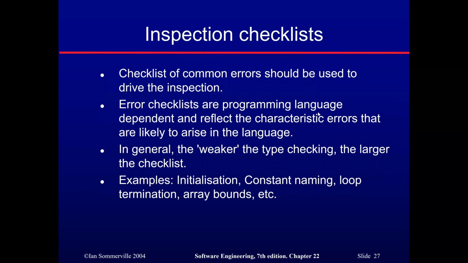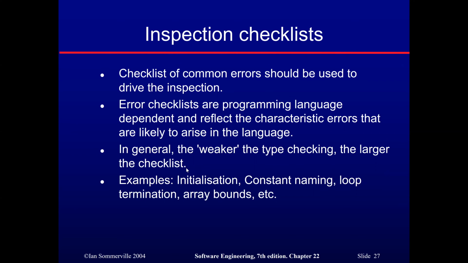So each programming language has its own types of common errors. Okay, so whatever language a program is written in, this should have a programming language dependent checklist. And this should reflect the characteristic errors that are likely to arise in the language. In general, the weaker the type checking, the larger the checklist.